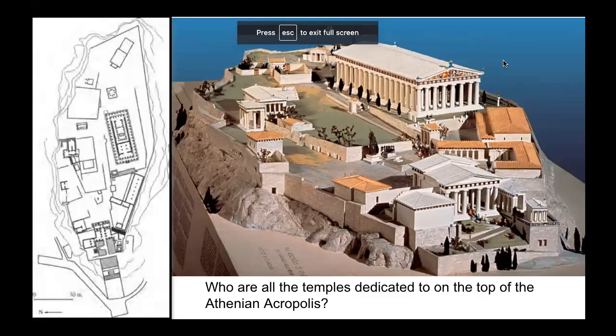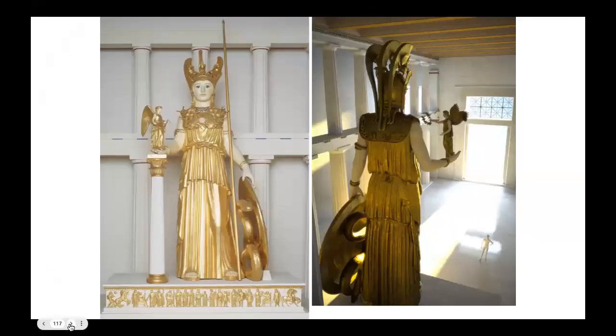Okay, we're going to go ahead and continue to focus on looking at the Athenian Acropolis. If you remember from yesterday, we talked about how all of the different temples and most of the structures on top of the Acropolis are all dedicated to Athena, who's the patron goddess of Athens. And so remember that this is placed on a sacred hill next to the Agora.